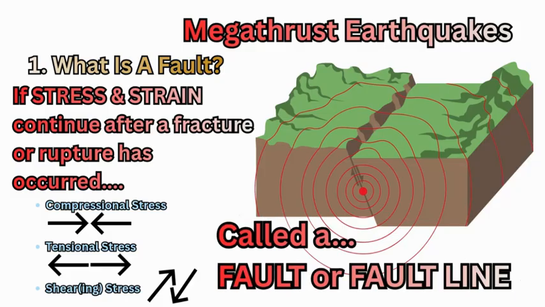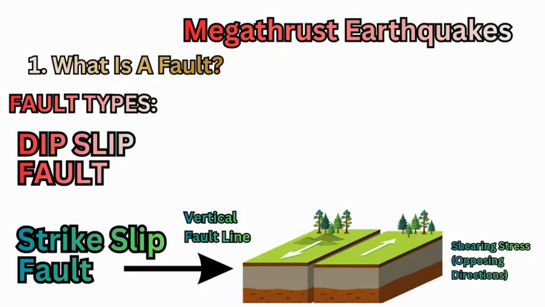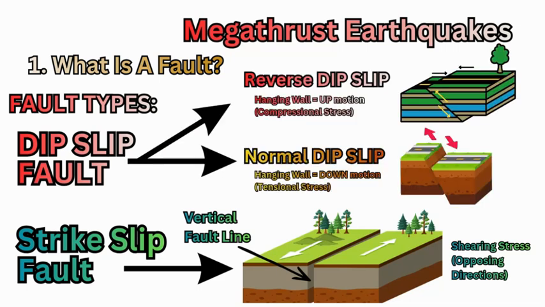Now, there are two types of faults. There is strike slip, which occurs with shearing stress with a vertical fault line or rupture or fracture, and a dip slip fault. Dip refers to the angle, and the slip on both types refers to displacement and the movement of one side of the fault line.